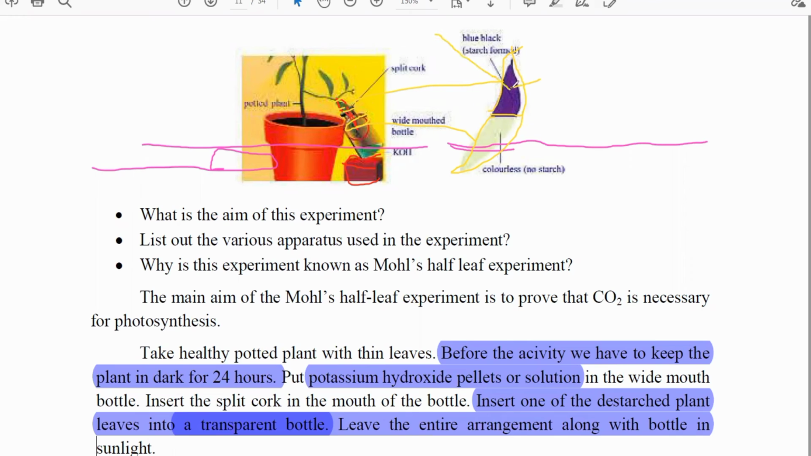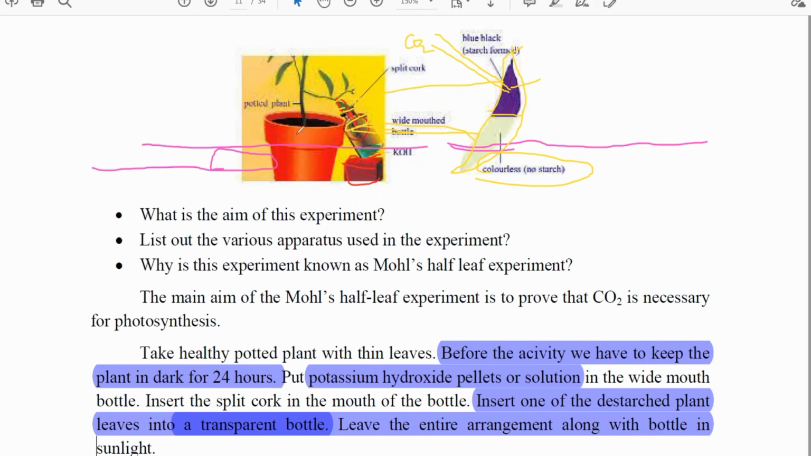Because it receives the sunlight and it receives the carbon dioxide. Whereas the portion of the leaf which is present in the bottle does not receive the CO2, so it does not prepare starch. So it is a colorless part, no starch. So we conclude that CO2 is essential. The portion of the leaf which received the CO2 turns blue black. The portion inside the bottle did not receive the CO2, so it did not prepare starch, so it does not get any color. So by this experiment we conclude that CO2 is essential for photosynthesis.